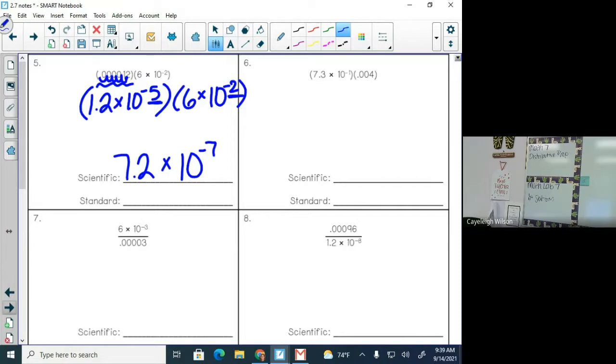Alright, now, to put that in standard, that is negative 7. So I'm going to move it 7 places to the left. So that's why I put the 7.2 over here. So 1, 2, 3, 4, 5, 6, 7. And I'm going to put my zeros in there. So 0.0000072. Alright, you all try number 6.